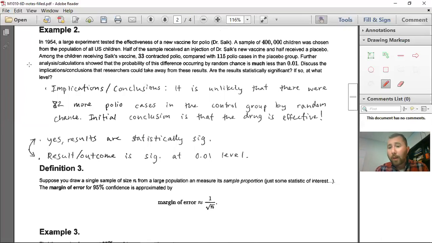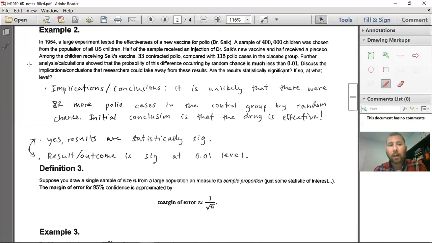Half of the sample get a placebo and half get the vaccine for polio. Among the children who got the vaccine, 33 still got polio, and 115 got polio in the placebo group. Further analysis and calculation showed that the probability of that difference occurring by random chance is much less than 0.01. Discuss the implications and conclusions that the researchers could take away.